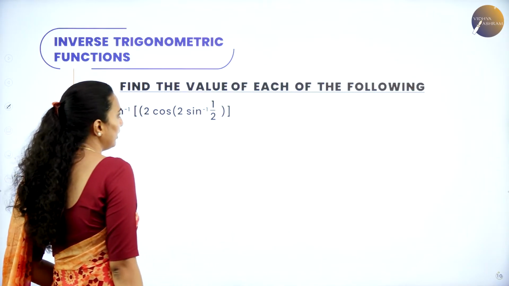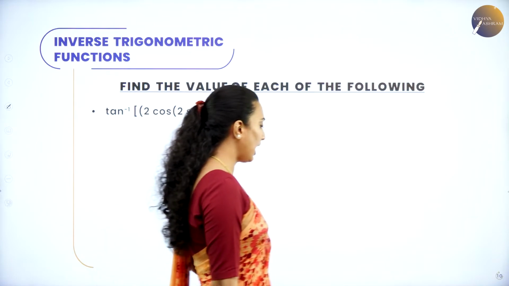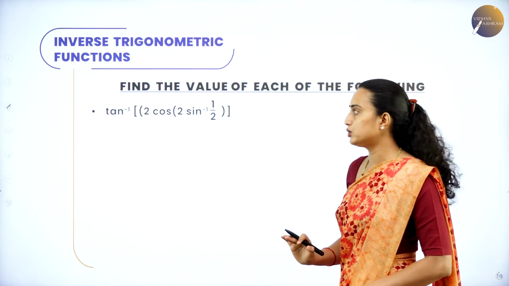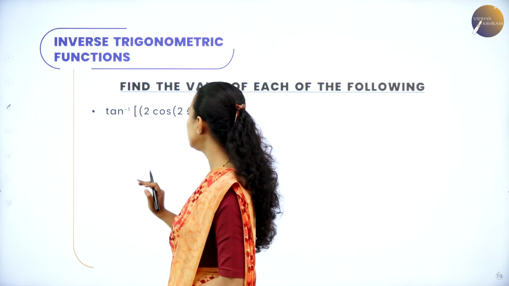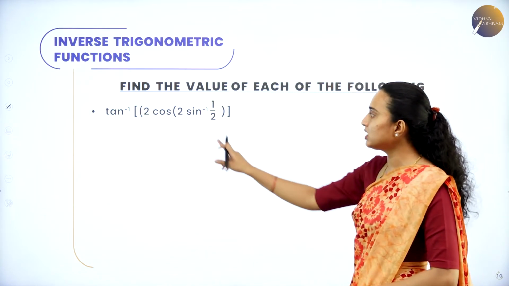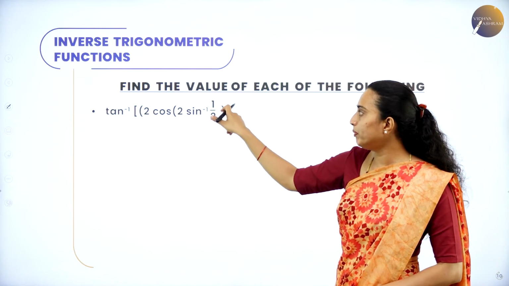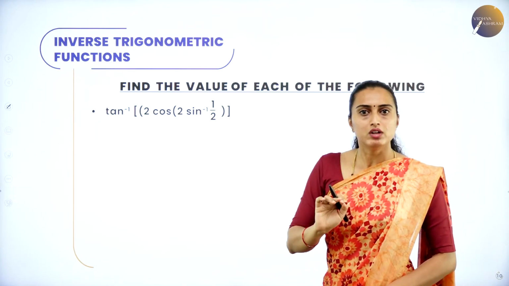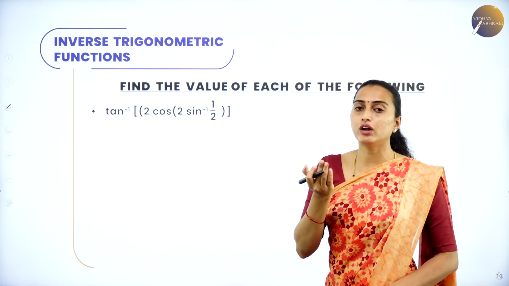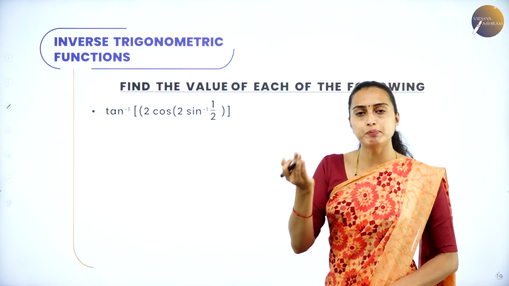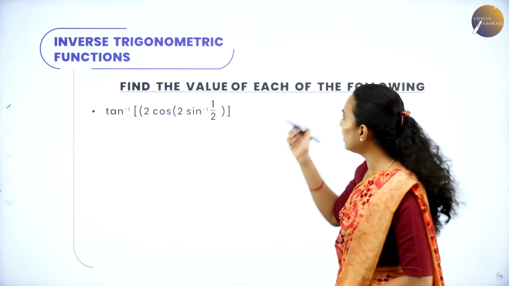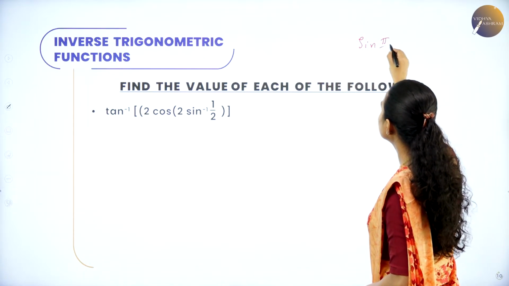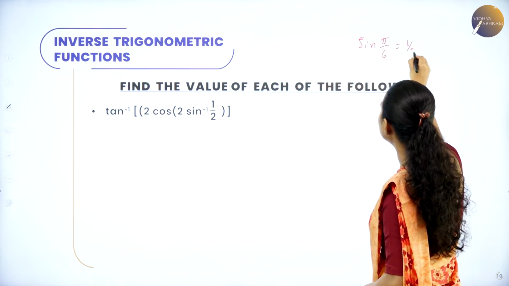Find the value of each of the following: tan inverse of 2 cos 2 sine inverse 1 by 2. So let me substitute here. What is 1 by 2? Since you are having sine inverse, 1 by 2 should be in the form of sine only, because sine inverse will go. So how are you going to write 1 by 2 in sine? Sine pi by 6, sine 30 degrees. Correct now? So I am going to write here, sine pi by 6 is nothing but 1 by 2.